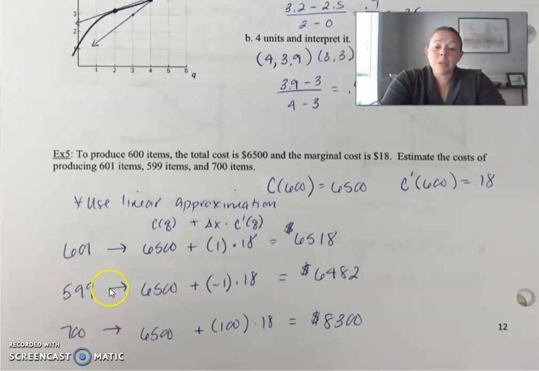And then at 599, now be careful, you're going backwards. So still start with what you know, but your change in x is -1 times 0.18. That's what you get. And then finally 700. Now we talked about you want your change in x to be small to get a good estimation. So this isn't going to give us a very good estimation, but I guess if you're desperate, it at least gives you something. So 6,500 plus, but your change in x is 100 away from 600 times 0.18, or times 18. Sorry, I thought that was 0.18. Sorry, times 0.18, and you get 8,300. And there you go.